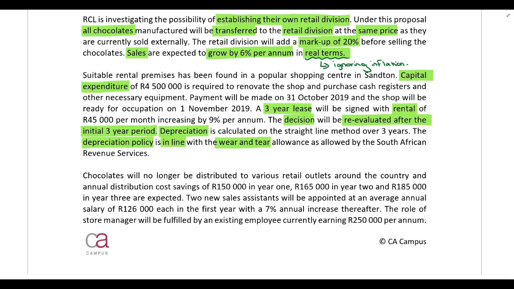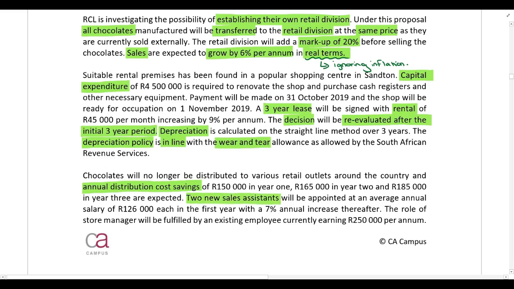Chocolates will no longer be distributed to various retail outlets around the country, and annual distribution cost savings of 150,000 Rand in year 1, 165,000 Rand in year 2, and 185,000 Rand in year 3 are expected.